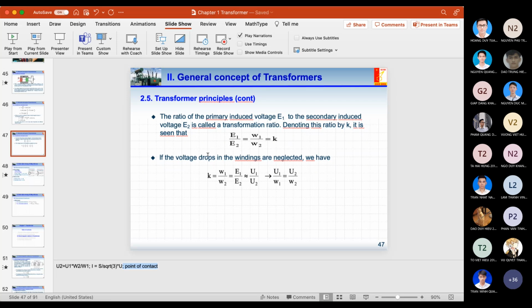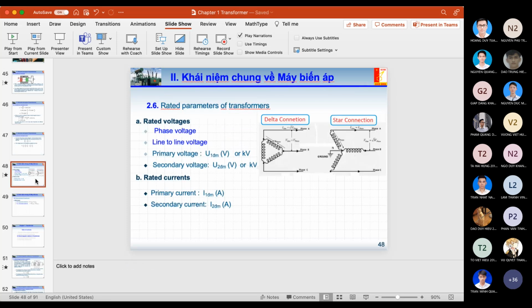So keeping in mind that this concept is very important, because this one will be appearing in the voltage balance equation and also something else. Okay, and now it's high time for us to talk about the rated parameters of the transformer.